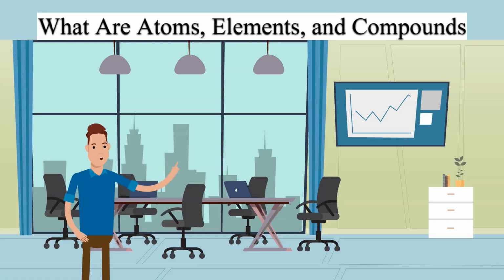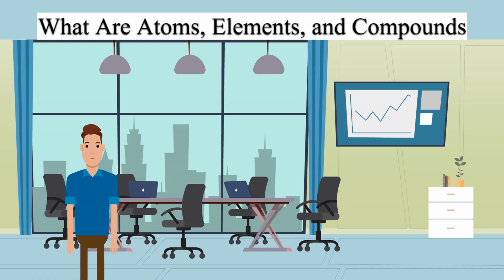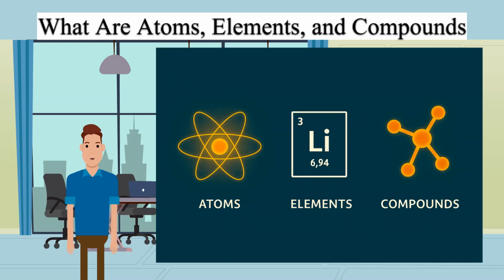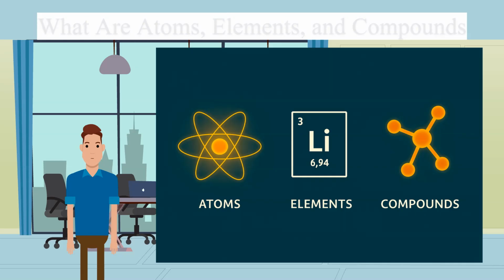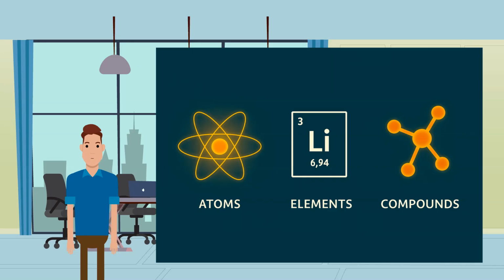Everything in the universe is made of atoms, tiny particles too small to see. An element is a pure substance made of just one type of atom. Examples? Hydrogen, oxygen, and carbon, all found on the periodic table. A compound is formed when two or more elements are chemically bonded together. For example, hydrogen and oxygen combine to make water, and sodium and chlorine form table salt.